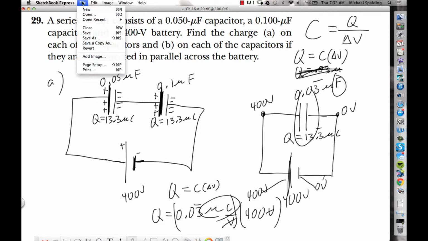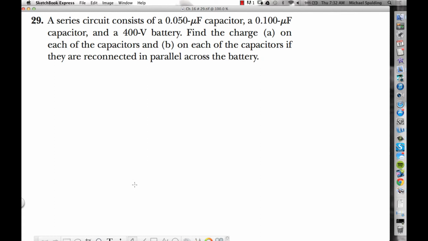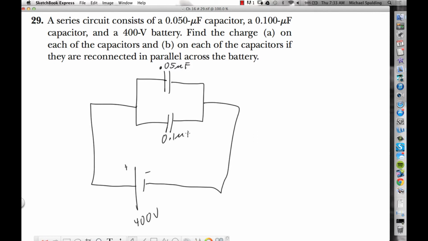All right, let's look at part B. So part B, we put them in parallel. So we have our 400 volt battery. There's plus, minus. So we have 0.05 microfarad and 0.1 microfarad. Now this is going to be quick. What do we know about capacitors and resistors, for that matter, in parallel?